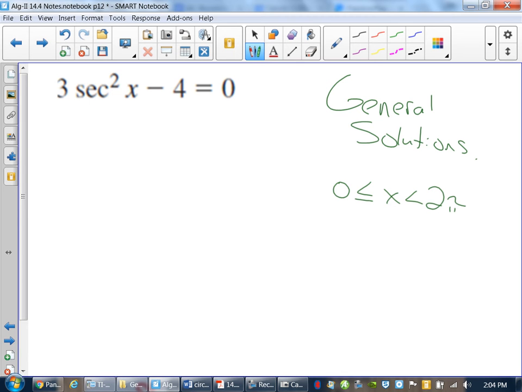Add 4 divided by 3. Are we okay with that? Sure. Secant squared x equals 4/3. Now what do you do? You square root it. What happens when you take the square root over an equal sign? Plus or minus.